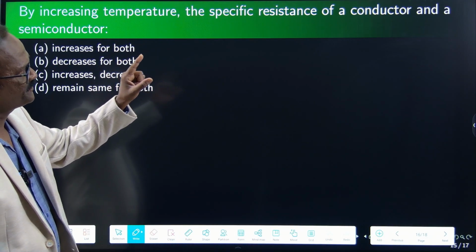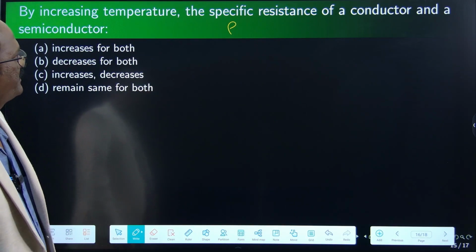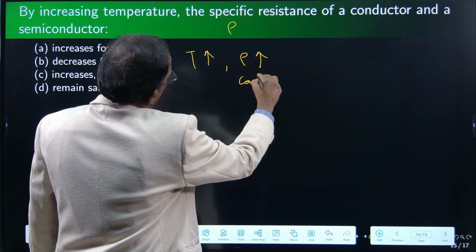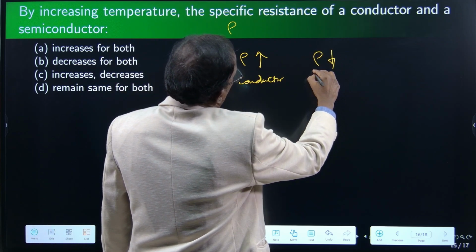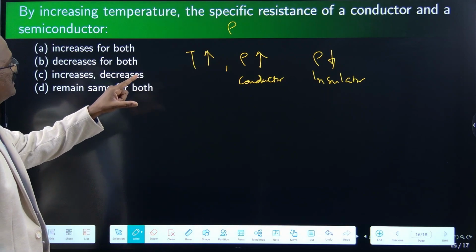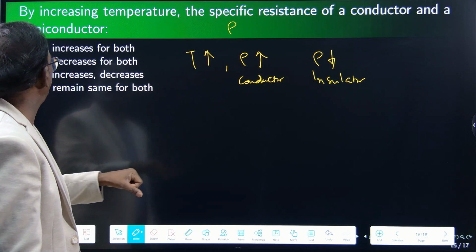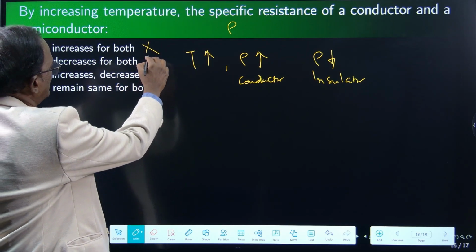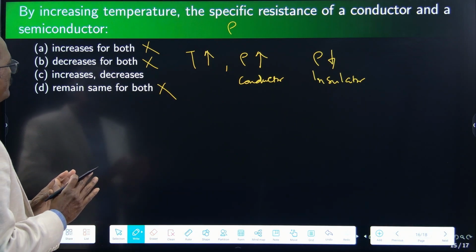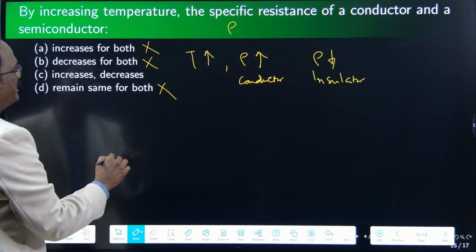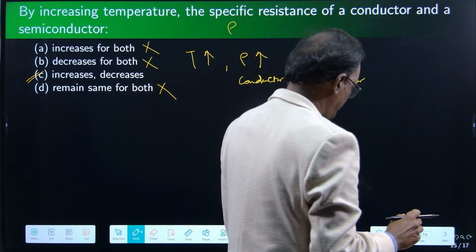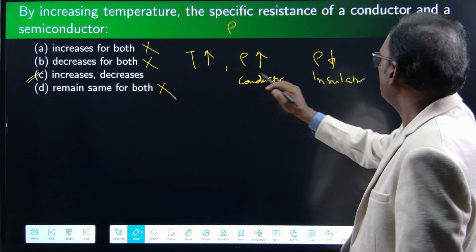By increasing the temperature, the resistivity or specific resistance of a conductor and a semiconductor: for an increase in temperature, rho will increase for a conductor. Rho will decrease for an insulator or semiconductor. This is what we have discussed using the graph also. So as T increases, rho must increase for a conductor and decrease for an insulator. Increases for both means it is a wrong answer. Logically you can arrive at the correct answer. Both will not act in unison, uniformly. Increases for both, remains the same for both, these are wrong. So the answer is: rho increases for one, rho decreases for the other.